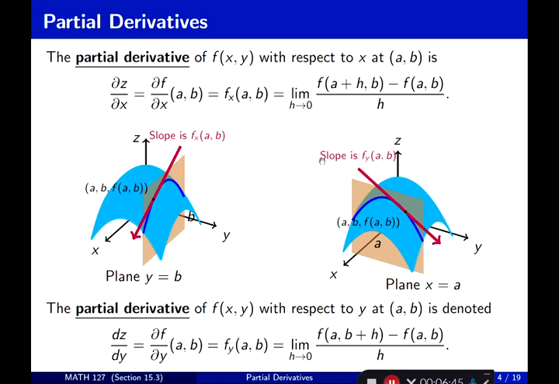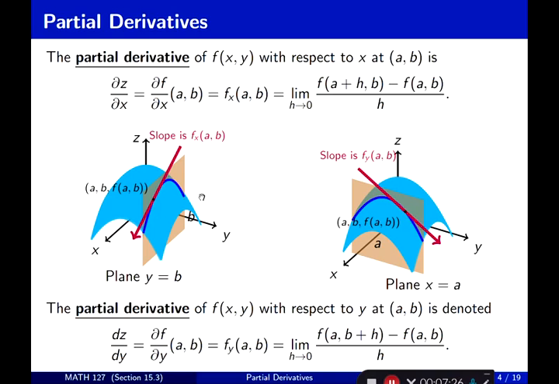Comparing the two, when you're trying to find the partial derivative with respect to y, you set x as constant. That means intersecting it with x equal to a, and then you find the derivative of this blue curve, which is the intersection of the plane x equal to a and the graph of the function. That derivative is going to be the slope of the tangent line to the curve right there. And so that's the difference.